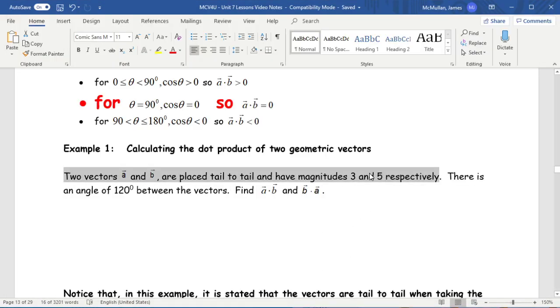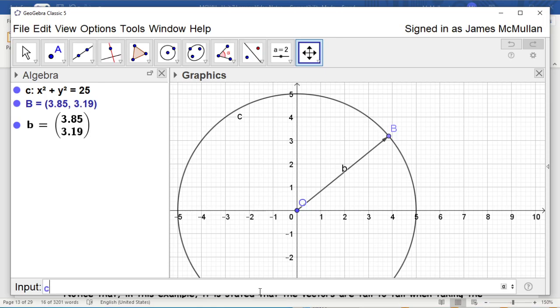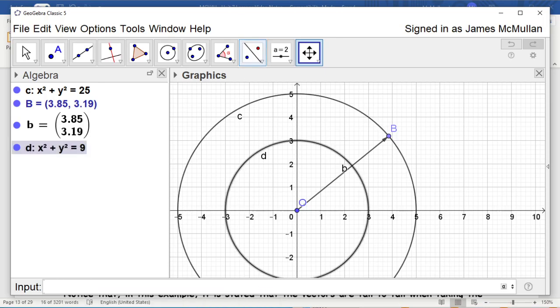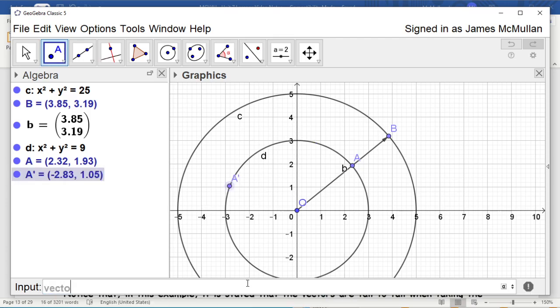Now I need another vector with magnitude 3, so let's go circle O, 3. Let's pick a point here. Let's actually take this point. Let's rotate that point 120 degrees because it needs to be over there. And then let's go vector OA prime, and we'll call this vector A.